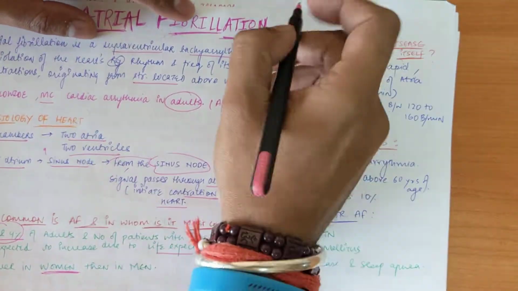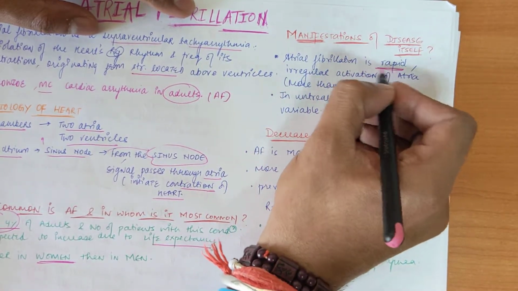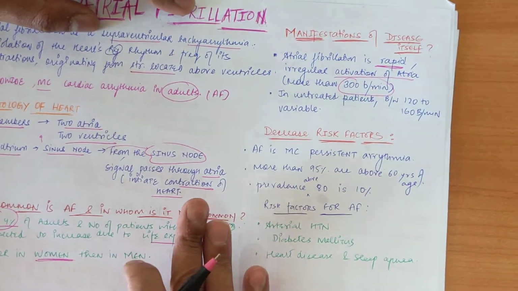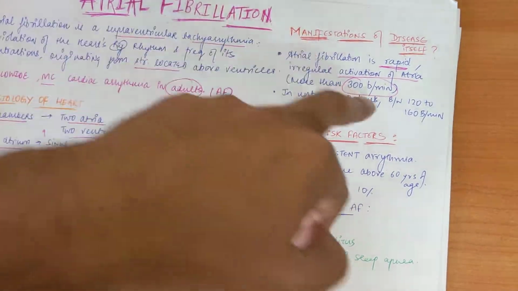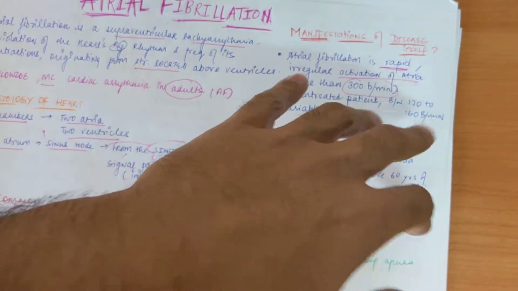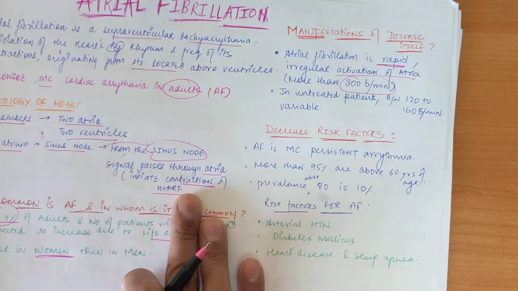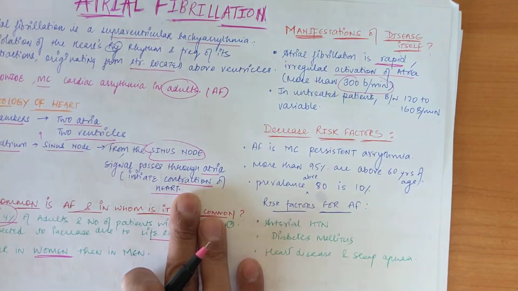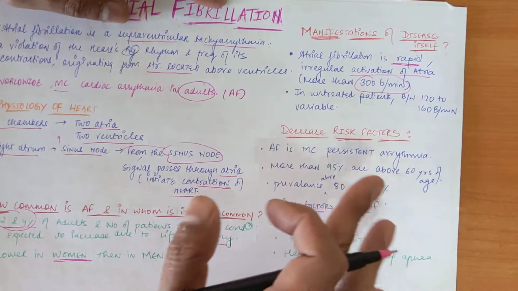What clinical features do we see in the disease? Atrial fibrillation is a very rapid heart rate with irregular activation of the atria, more than 300 beats per minute. The normal heartbeat is 72 beats per minute, but in atrial fibrillation it can go up to 300 beats per minute in severe cases. In an untreated patient, the heartbeat rises to between 120 and 160. It fluctuates: it can be 150, again 160, then drops down to 120. That is what is called arrhythmia.